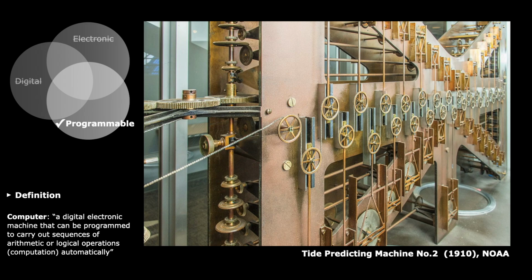However, that a device is programmable does not necessarily imply that it is digital, or even that it is electronic. For example, the Tide Predicting Machine on display at the National Oceanic and Atmospheric Administration Museum used a series of pulleys and other non-digital mechanical elements that could be configured to predict tides anywhere in the world.